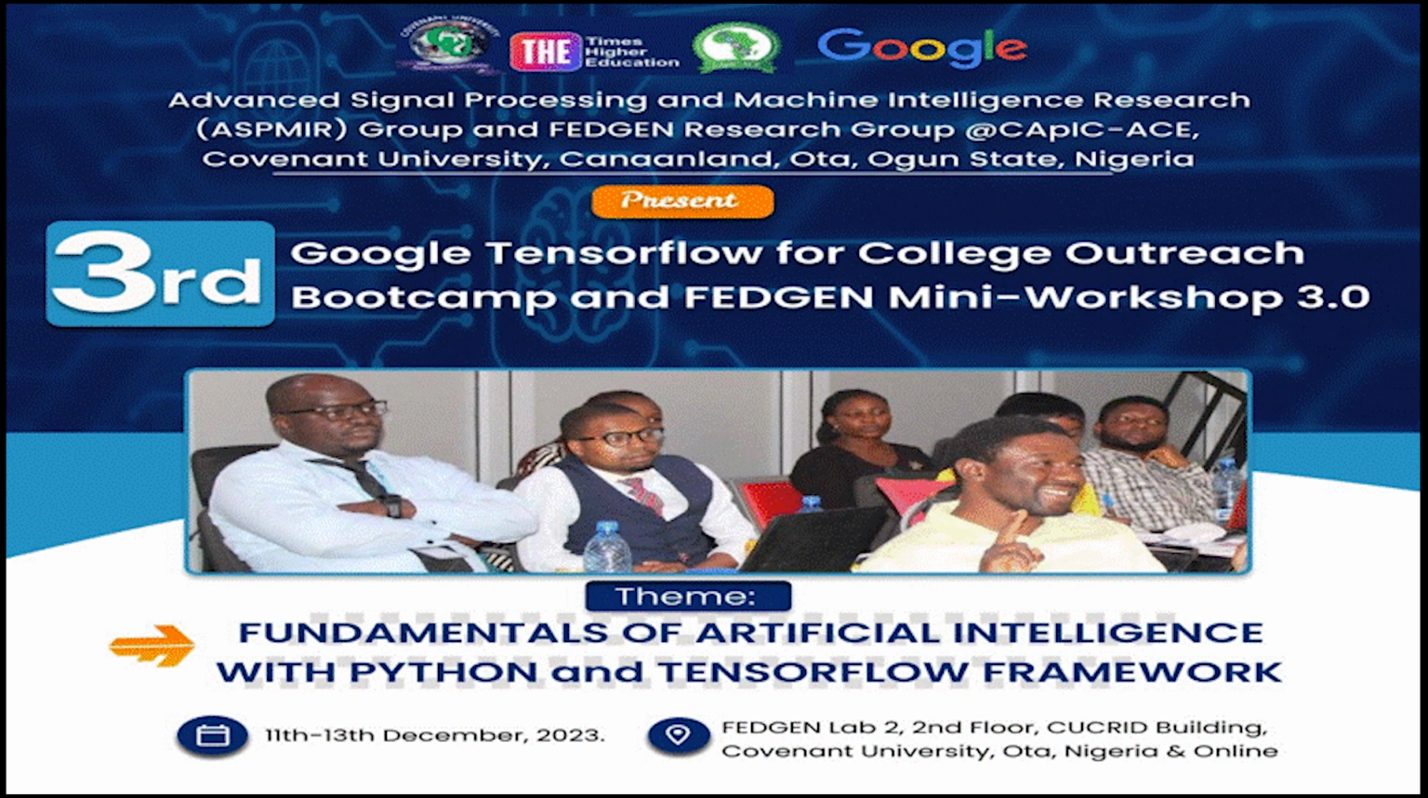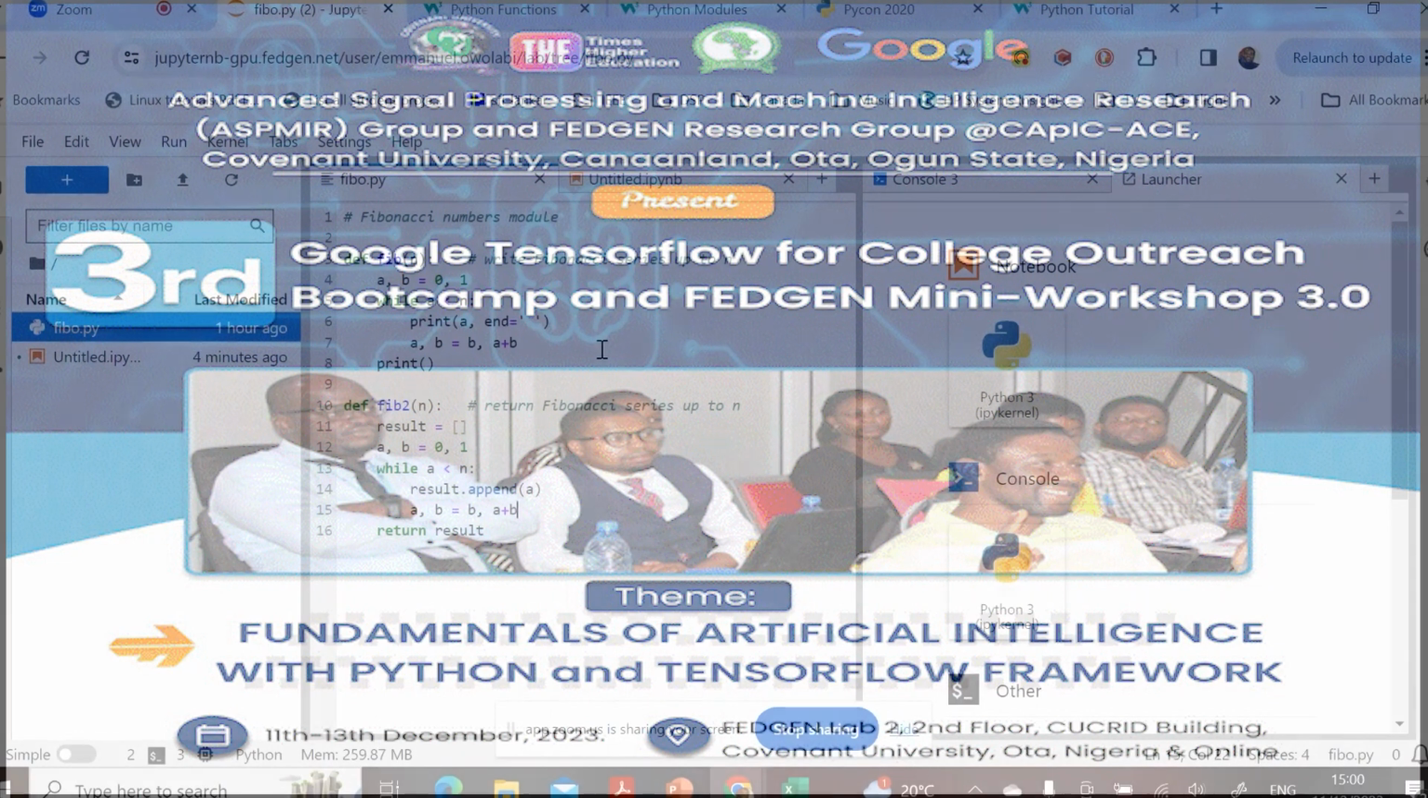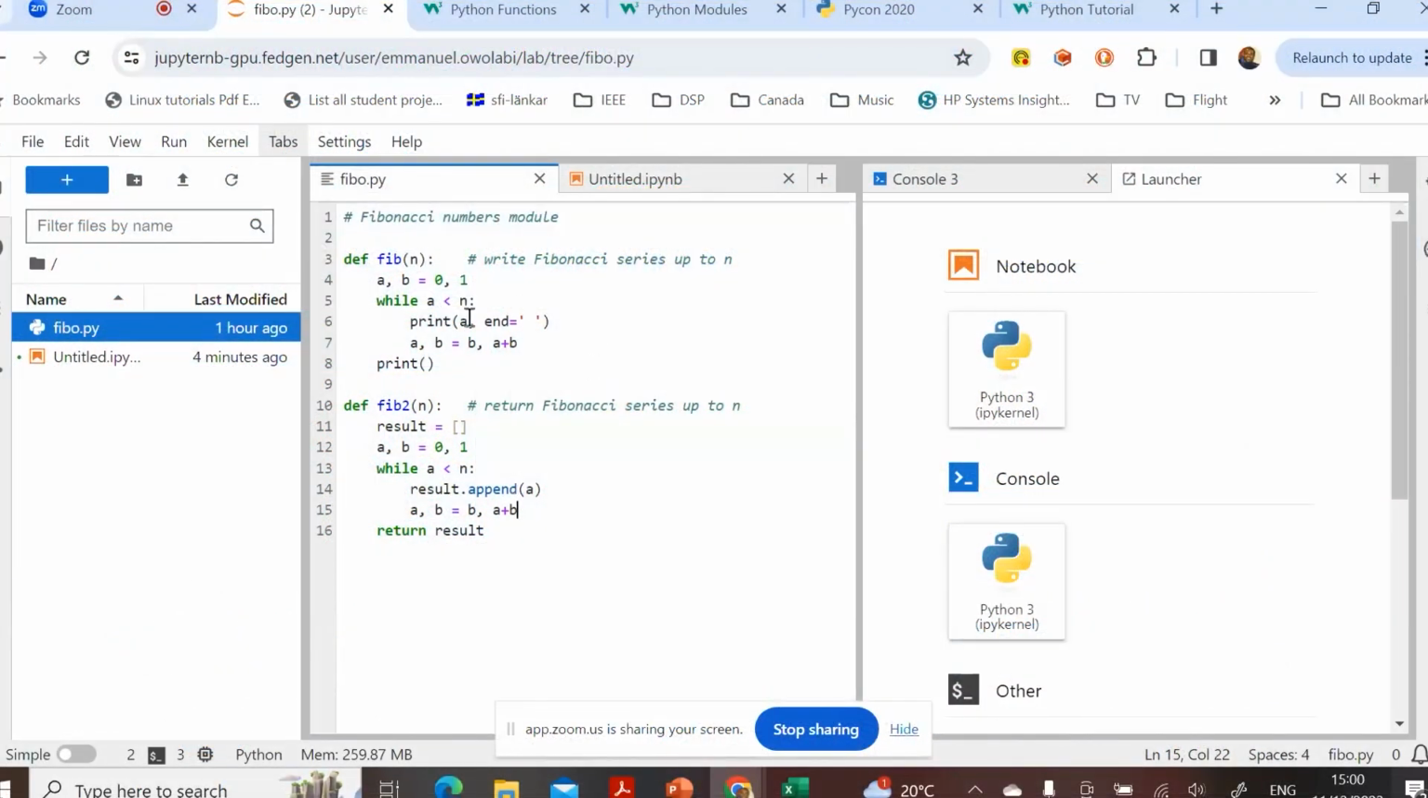I did that earlier. I was trying to see how I can use this platform. So we have this code, right? And it is saved as fibo.py.